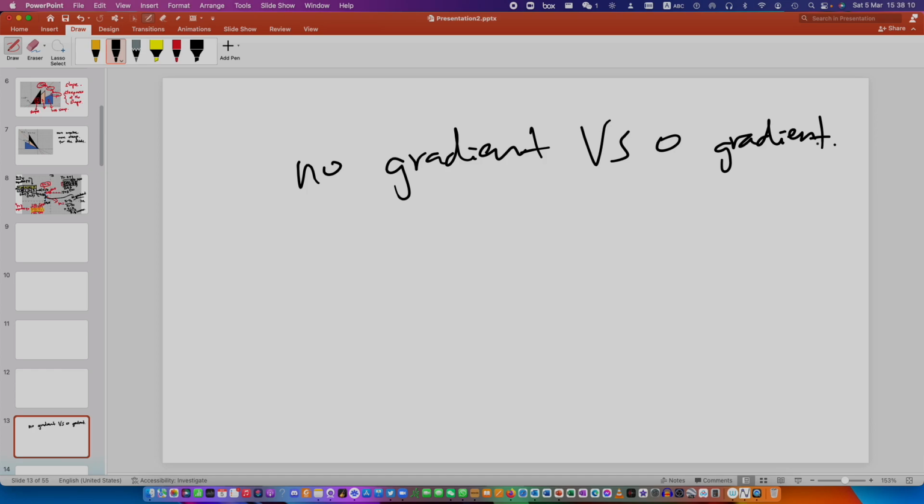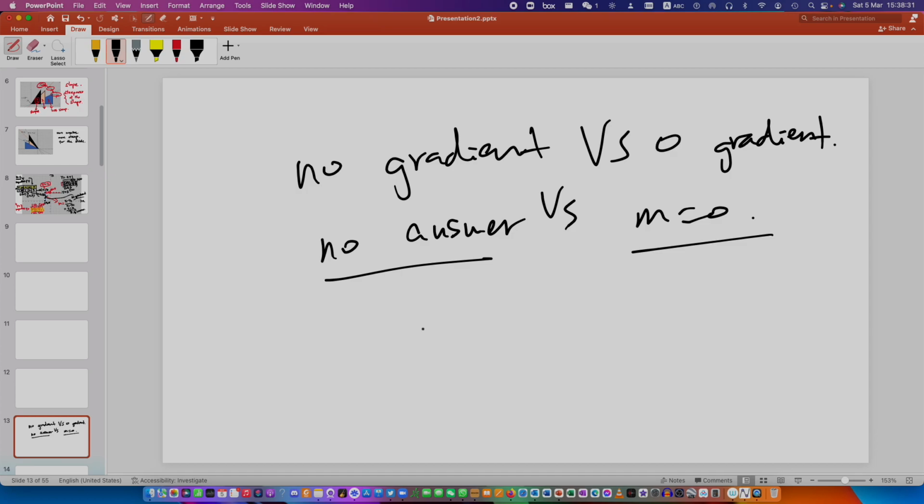That means no answer versus 0. No, they're different. No answer versus gradient equals to 0. Are they the same? They are different, right? Here the gradient is equal to 0, also at least a value. This one is no value at all. That means there is no m at all, that means cross no m at all. Okay? So this is the difference.